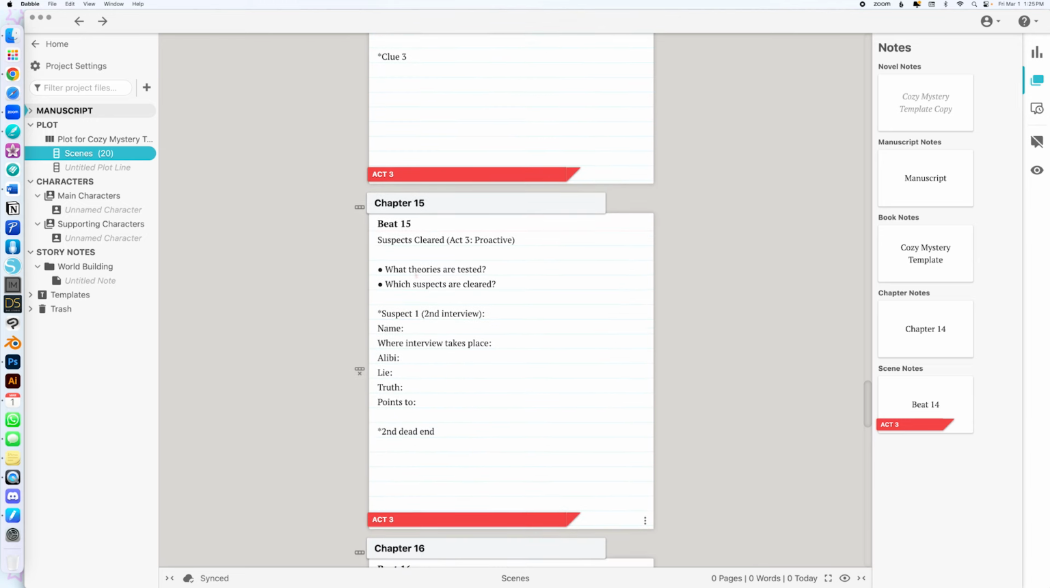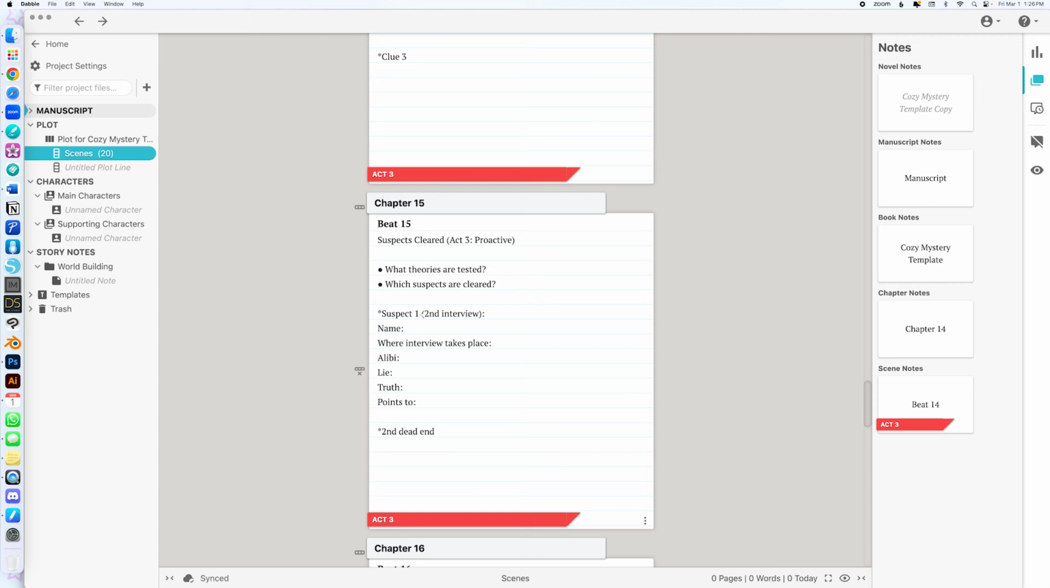And then we're moving on to the suspects cleared, so more proactive here. This is where the protagonist will start going back and doing second interviews. So we are going through some of the suspects that we had, and we're interviewing a lot of them again. You could introduce new suspects here, but I find re-interviewing suspects to find newer clues keeps the interest more, and then you're not confusing the reader with so many suspects and names.